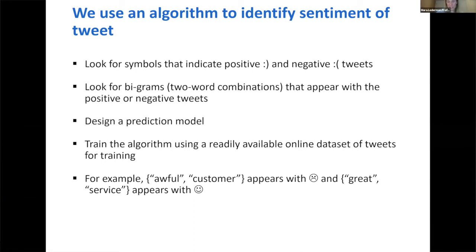And so we use, because we did this quite a number of years ago now, a very simple algorithm that can code up the sentiment of the tweet. And this is how it works. It basically looks for happy face and sad face symbols in tweets. And then it uses that to learn what combinations of words are associated with positive or negative tweets, designs a prediction model, and then we can run all of the tweets in our data through that model to get a predicted sentiment score.